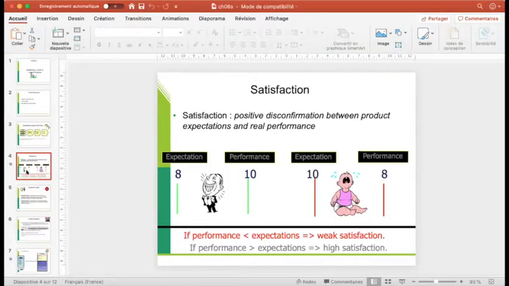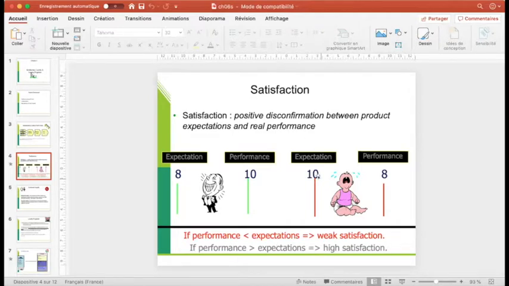So satisfaction is actually a positive disconfirmation between product expectations and real performance. If you have an expectation of 8 on a scale between 1 and 10, and when you consume the product or the service, you perceive it as 10, then you have a positive disconfirmation between what you expect and what you really perceive. For example, you book a hotel, and you have no particular expectation about breakfast, but finally the hotel offers you breakfast, or you book a standard room, and finally the hotel offers you a superior room. Then you will have a positive disconfirmation between what you expect and what you really perceive. You will be highly satisfied. If the performance is higher than your expectations, then we will have high satisfaction.